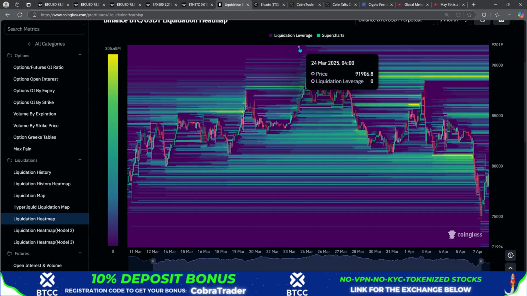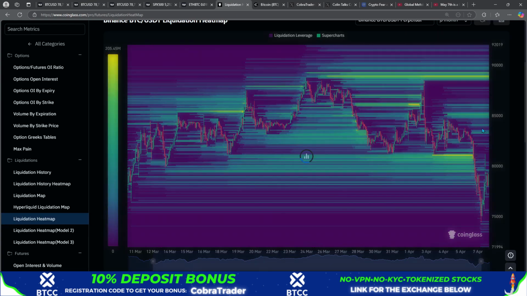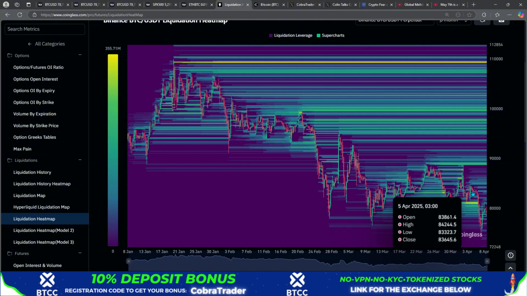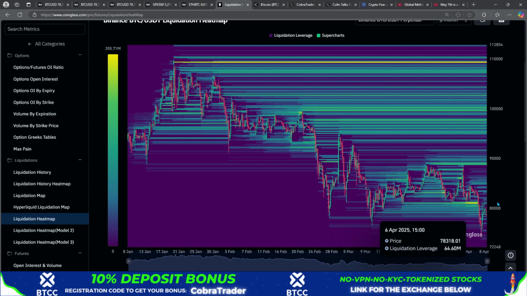Then of course we can take a look at the liquidation heat map. The liquidation heat map is not showing me anything major at the moment. We did sweep this liquidity that we were talking about a few days ago. You guys remember we called for 80k. Bitcoin of course went much deeper, and then we bounced back here. So we have to see how this is going to develop.